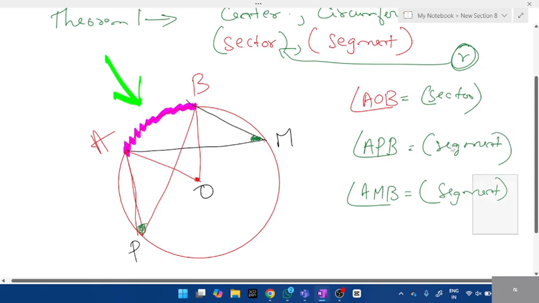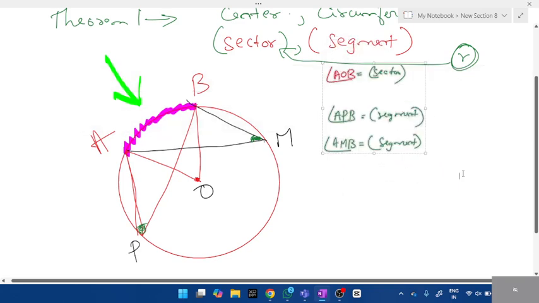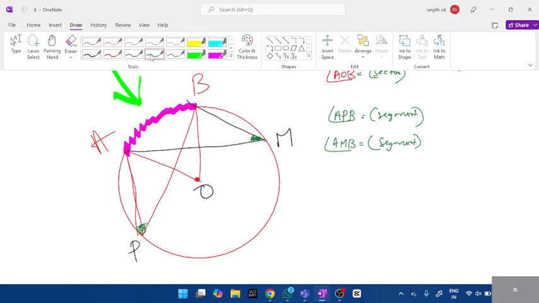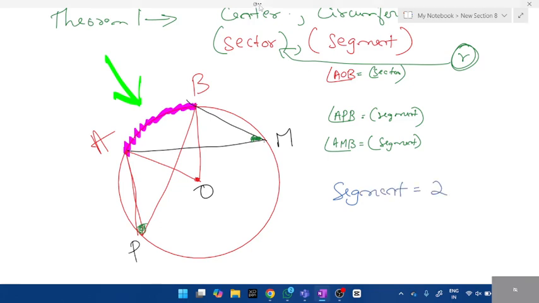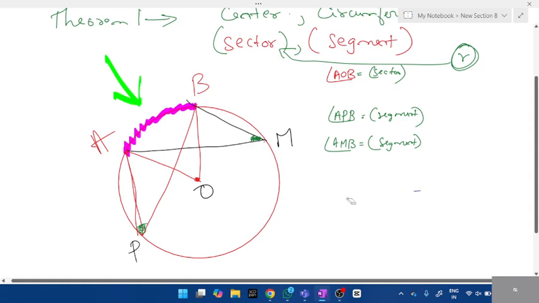And what are the theorems we have? Can you all tell me the first theorem? What's the first theorem, students? Not segment, sorry, sector. The angle formed in the center. What's the first theorem? Angle subtended in the center, angle AOB is equals to what? Two times angle.